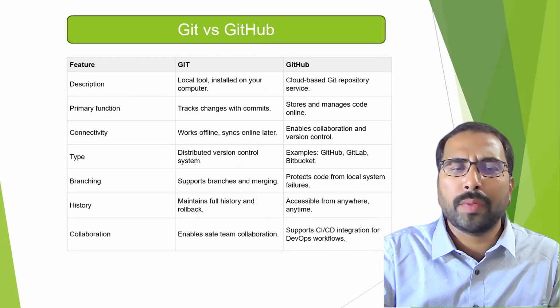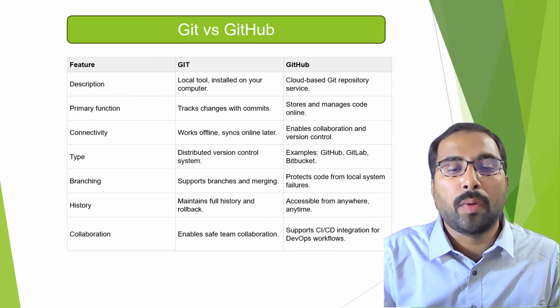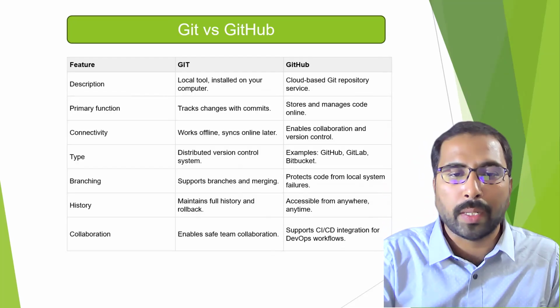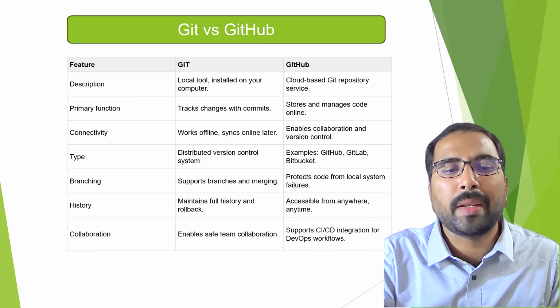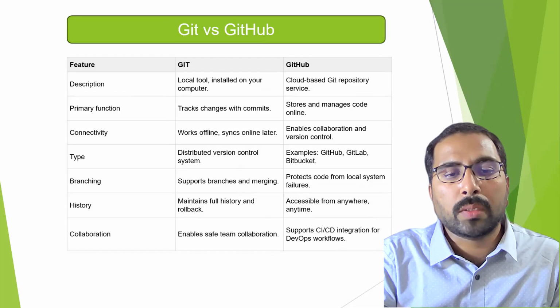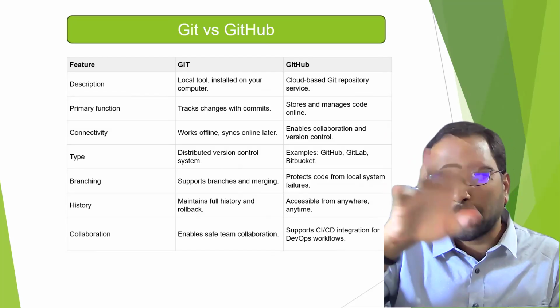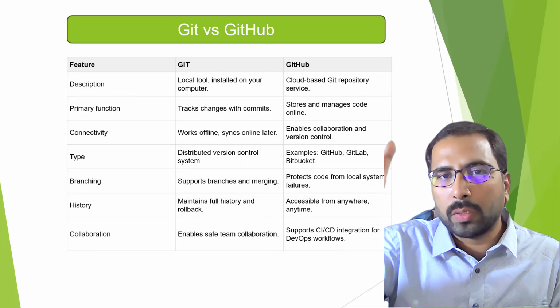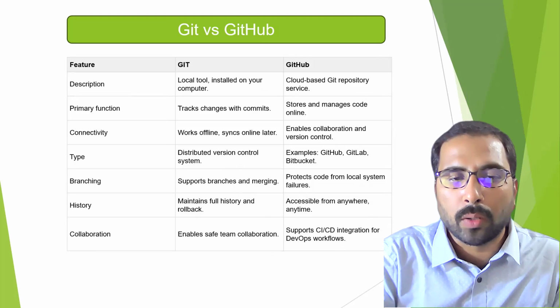GitHub enables collaboration and a version control system. GitHub means collaboration, different developers from different countries connect to GitHub, work on it, and it maintains versions, like version 1, version 2. And Git is a distributed version control system. As I already told you, the complete project code and project code history is stored in one location, and it maintains versions.